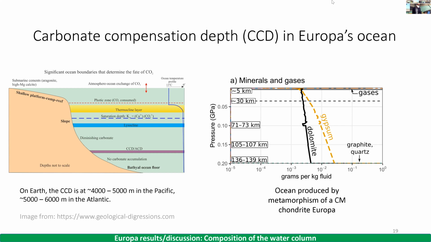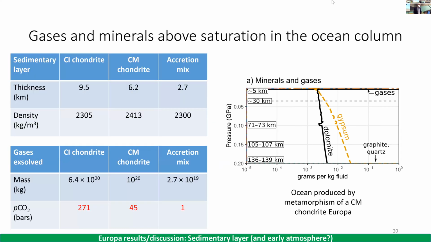And so these tables here just summarize the minerals that we think would precipitate at the bottom of Europa's ocean. For these different starting compositions, we have different thicknesses predicted that might precipitate at the bottom of these oceans. Mainly they consist of, as I mentioned, gypsum and dolomite.